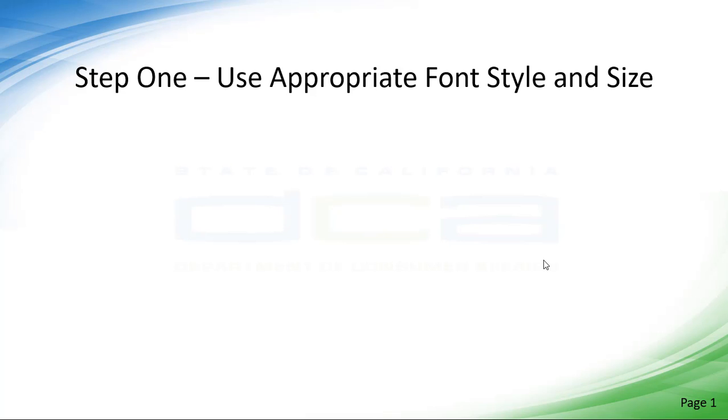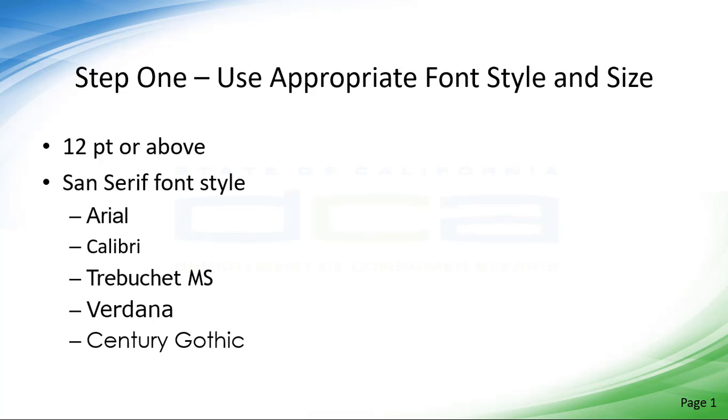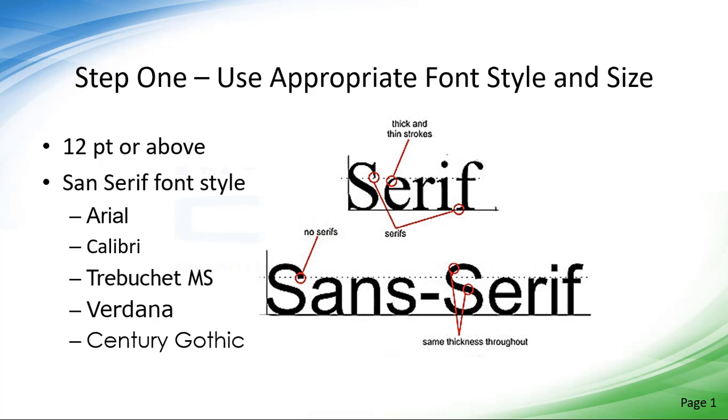Step 1. You want to make sure that you are using an appropriate font style and size. The state of California has determined that the appropriate font size should be 12-point or above. This does not mean that your department may not have a preference for larger than 12-point. However, the minimum set for the state of California should be at 12-point or above. They have also requested that you use a sans serif font style, like an Arial, a Calibri, a Trebuchet MS, Verdana, Century Gothic. These are just some of the sans serif font styles. They're not all of them.